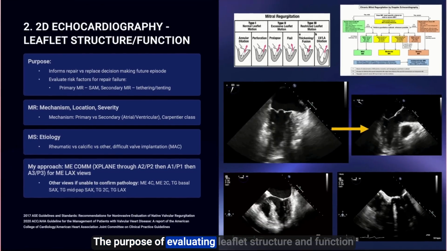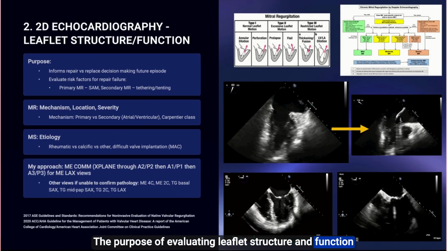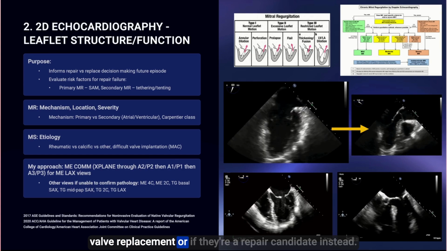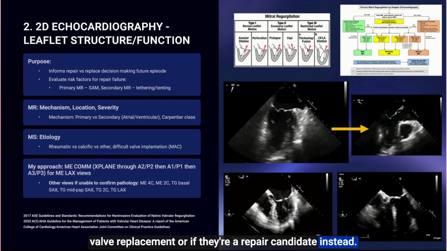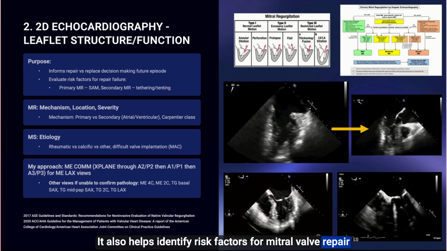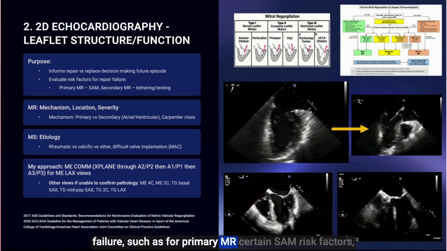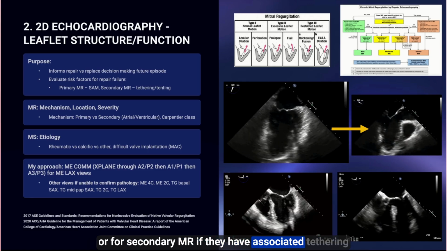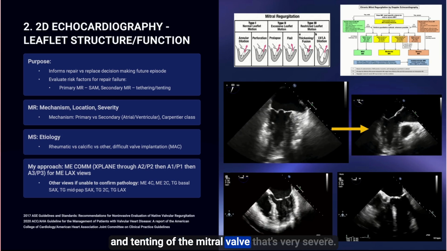The purpose of evaluating leaflet structure and function is discerning if the patient would benefit from mitral valve replacement or if they're a repair candidate instead. It also helps identify risk factors for mitral valve repair failure, such as for primary MR, certain SAM risk factors, or for secondary MR if they have associated tethering and tenting of the mitral valve that's very severe.